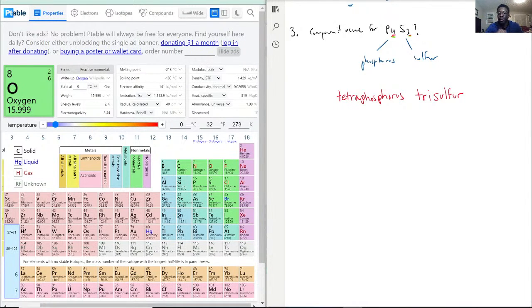But you're probably wondering, yeah, we've got the answer. Not quite. We still follow the naming rules for when you're naming the anion part, where you drop the same ending and you add the -ide. So this right here is the compound name for P4S3, tetraphosphorus trisulfide. I kid you not, that is it.